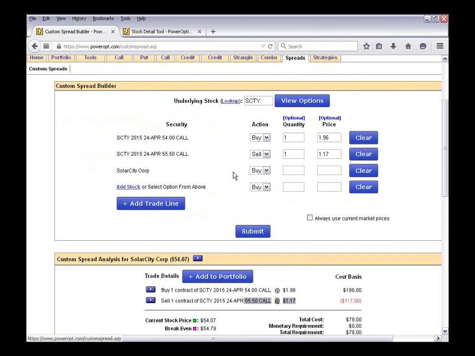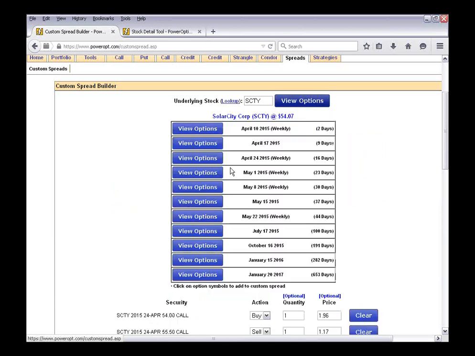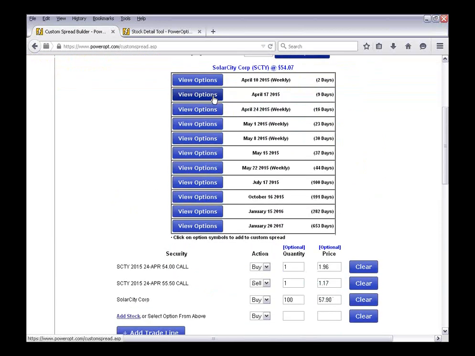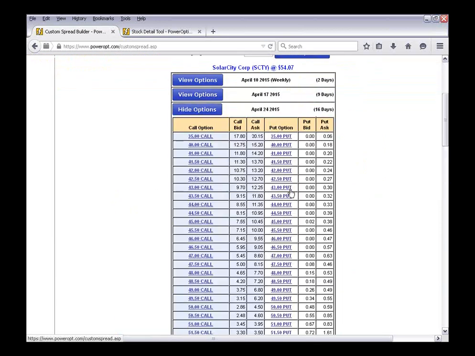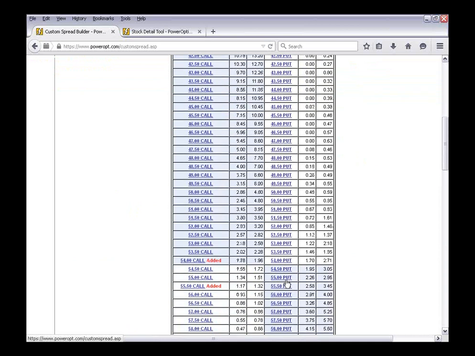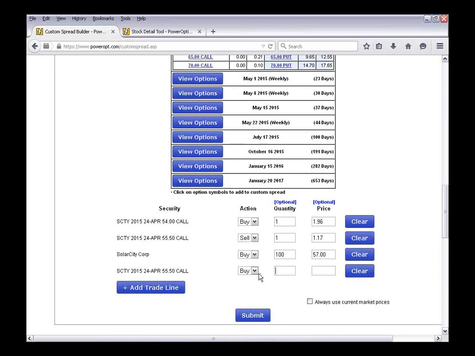The other legs of it, we have 100 shares of stock at $57, and we sell another April 55.5 call for $1.17. So what we really have here is a covered call with a bull call debit spread.